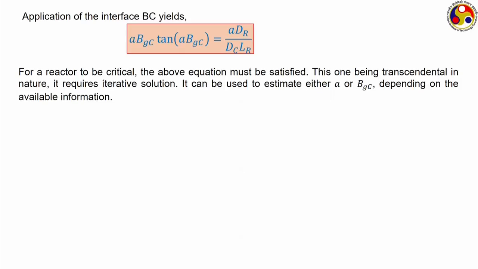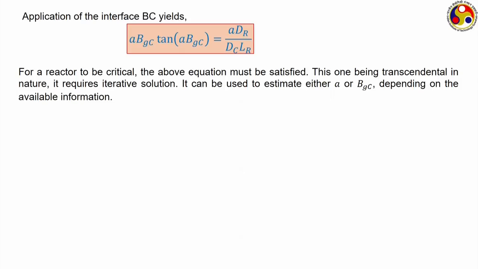Now, this is actually a transcendental equation, so we cannot solve it directly. Rather, it requires iterative solutions with some possible starting guess. This can be used to calculate either this buckling parameter B or any other parameter, such as the dimension A. That depends on what information is made available to you; we can decide which one to calculate from here. Like if your objective is to identify the dimension of this reactor, then you try to solve this for A with knowledge of the buckling parameter. Similarly, if the objective is to identify the buckling parameter, then we need to know the information about A.